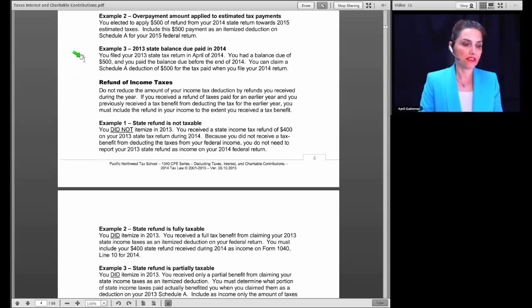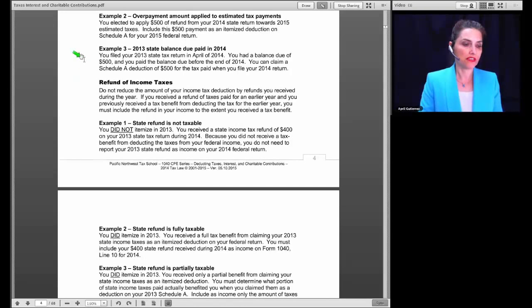And really what the IRS is saying is you don't take the fact that you had $5,000 of state income tax withheld from your pay this year, but you have a $1,000 refund from last year, so we're going to net those out and take a $4,000 deduction instead. That's not what they want you to do. Here is an example where a state refund, though, is not taxable. You did not itemize your deductions in 2013, and you then received a state income tax refund of $400 for your 2013 state return, and you received that $400 refund in 2014. Because you did not receive a tax benefit from deducting the taxes from your federal income, you do not need to report that 2013 state refund as income on your 2014 return.